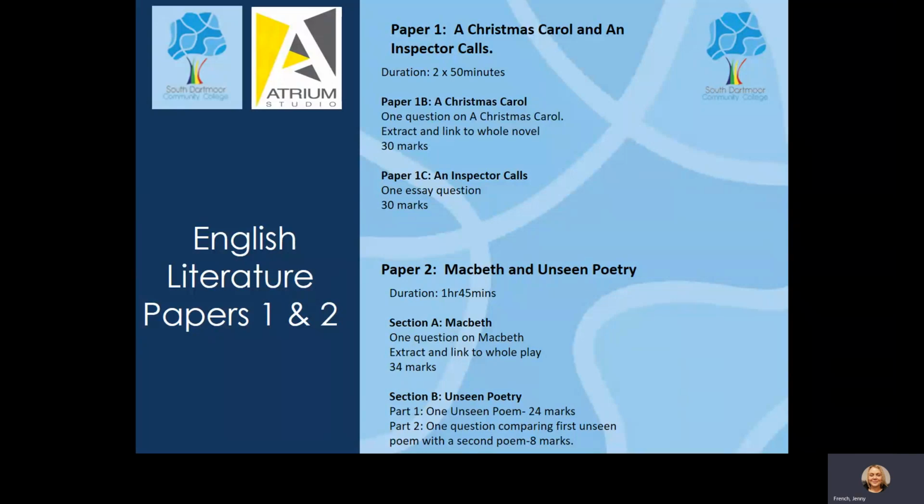Paper one will now be an extract from A Christmas Carol and an essay question from An Inspector Calls. And paper two will be an extract based on Macbeth and an essay question based on Unseen Poetry. You will notice the absence of the poetry anthology, the Love and Relationships. That has been decided after much discussion and debate to be removed. The hope is that the removal of a component will allow us to have the time for the other four components. So I thought it was important for you to have this overview going forward.